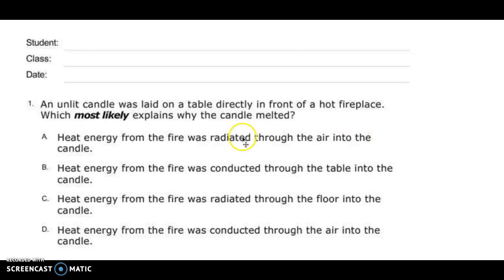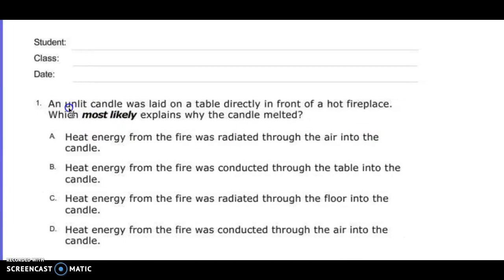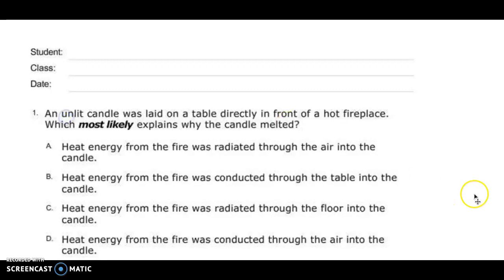Question number 1. And, whoa, that's not going to work. That's just like being in class, isn't it?